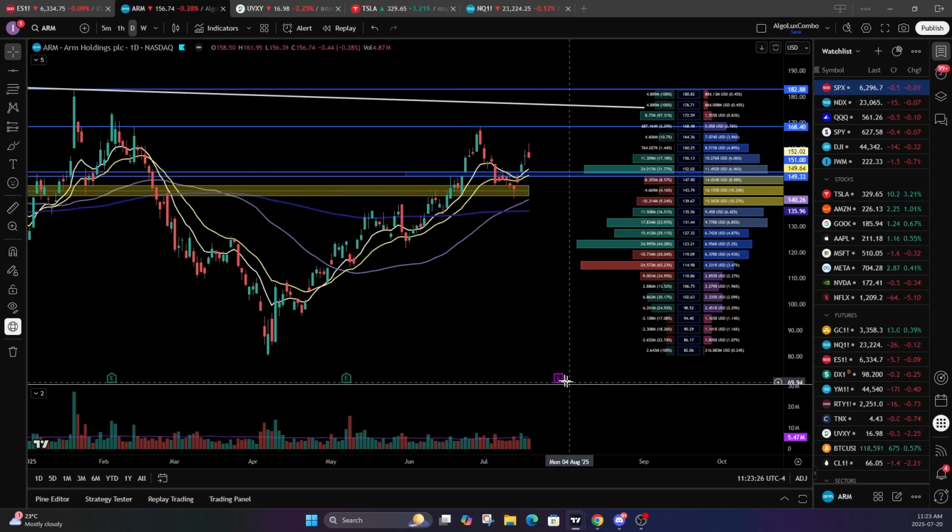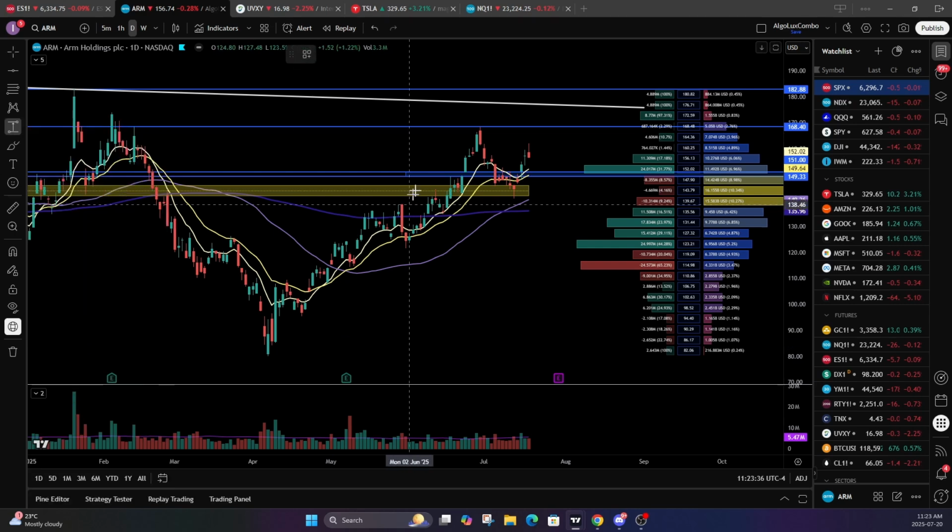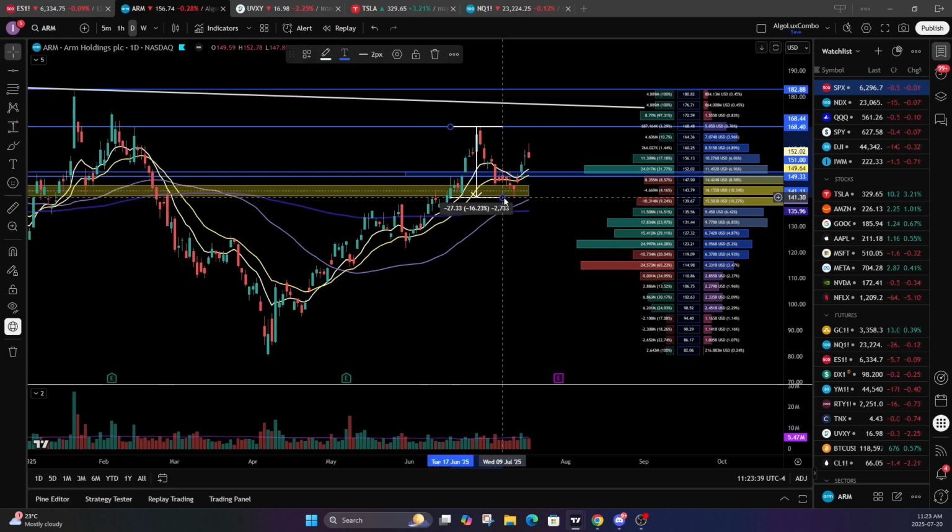So looking at ARM, I do like the setup here on ARM. It is setting into a kind of giant cup and handle setup, but the only reason I don't like it is that it is a bit risky due to how deep this handle is, right? If I look at the price range going from the top to the bottom, we've got about a 16% range here on this handle, but it is holding up pretty nicely, right?